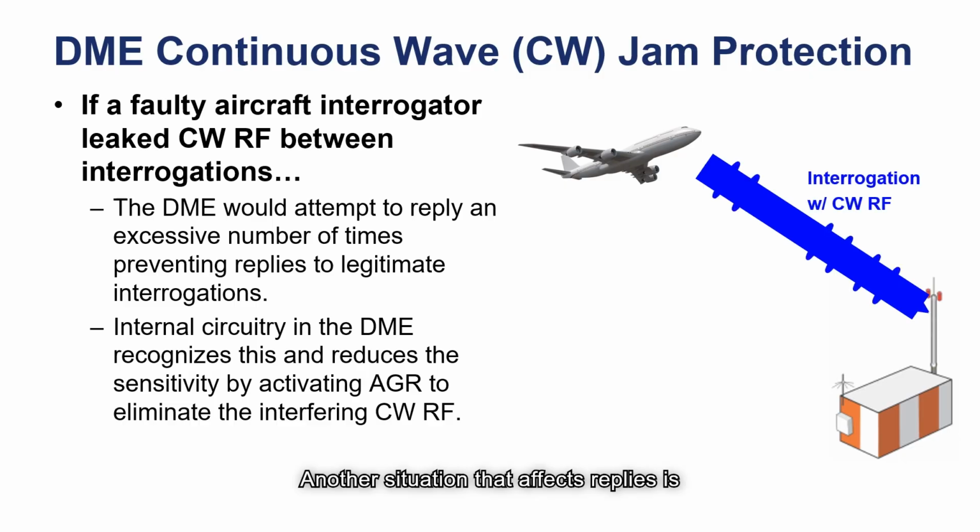Another situation that affects replies is continuous wave RF levels. A faulty aircraft interrogator could potentially emit continuous wave RF that could jam the DME and prevent it from receiving interrogations.